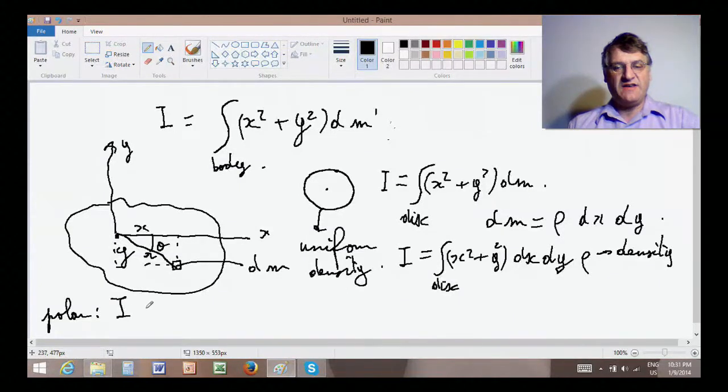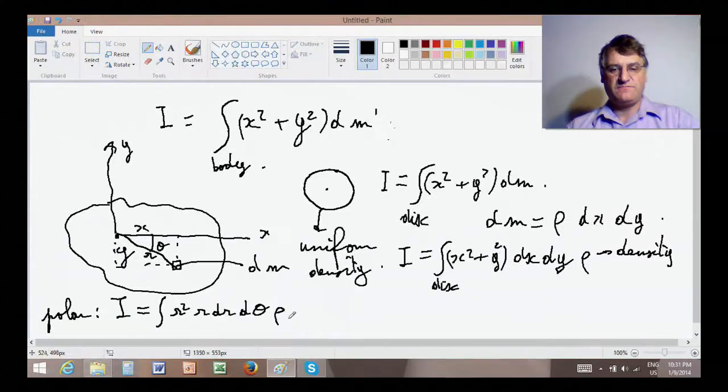This integral is simply I is equal to, well, x squared plus y squared, following Pythagoras' theorem, is r squared. dx dy becomes r dr d theta. And then we have the rho that comes in front of it. Now, the boundaries of the integral are from 0 to the final radius of the disk. And the range of theta is, so that's for r, the range of theta is from 0 to 2 pi.